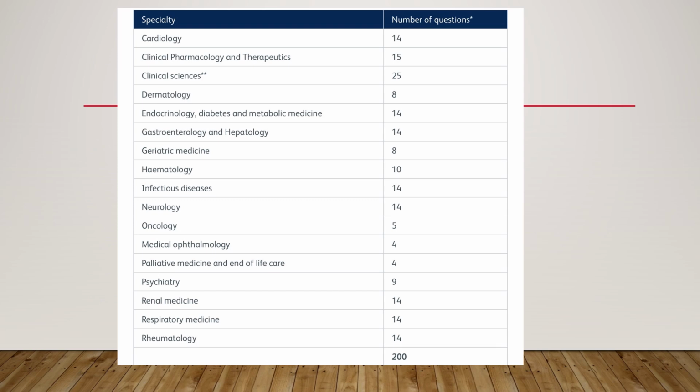So this is the format of part 1. This includes various specialties such as cardiology, pharmacology, clinical sciences, which is a very difficult one, and then dermatology, endocrinology, gastroenterology, geriatrics, hematology, infectious diseases, neurology, oncology, medical ophthalmology, palliative care, end of life care, psychiatry, renal medicine, respiratory medicine, and rheumatology. So these are the number of questions that are expected in the exam, but there could be a minor variation from the given numbers.